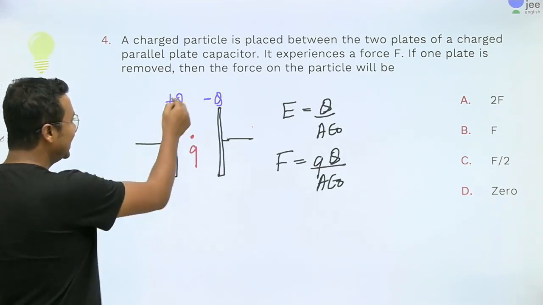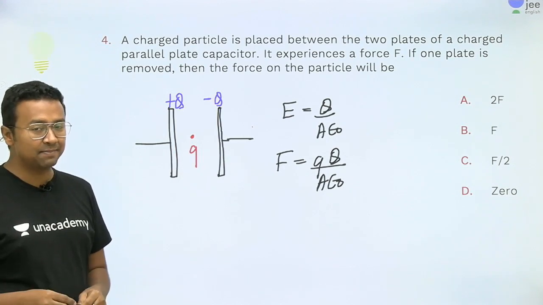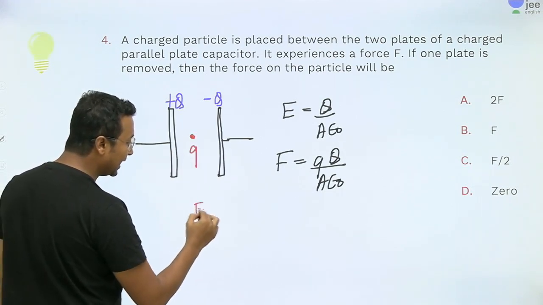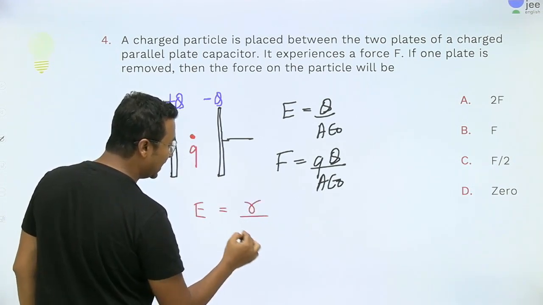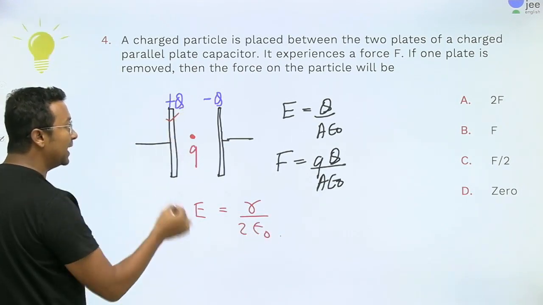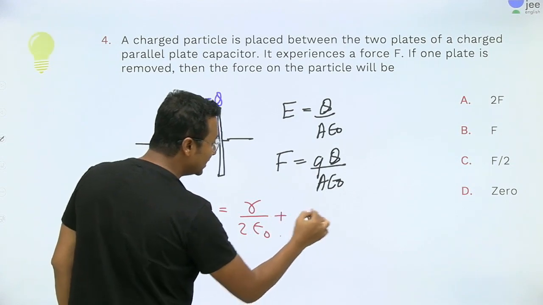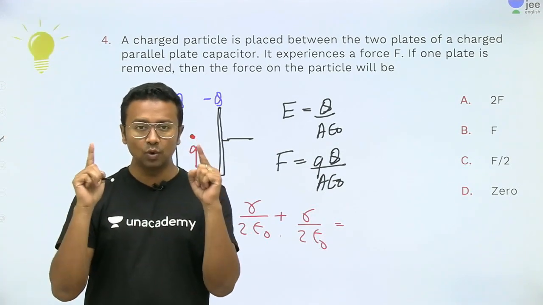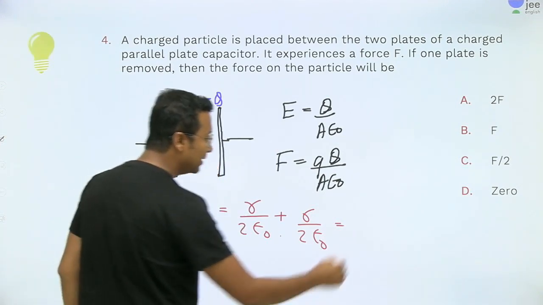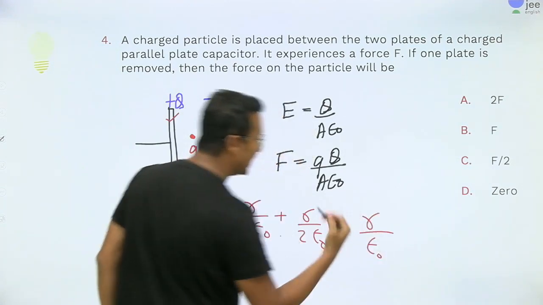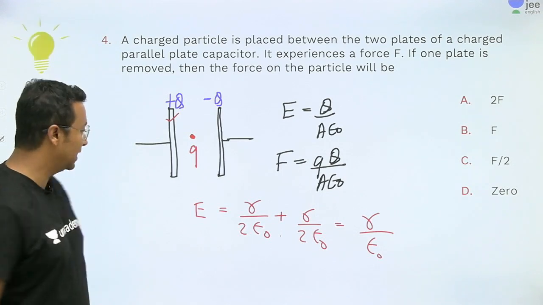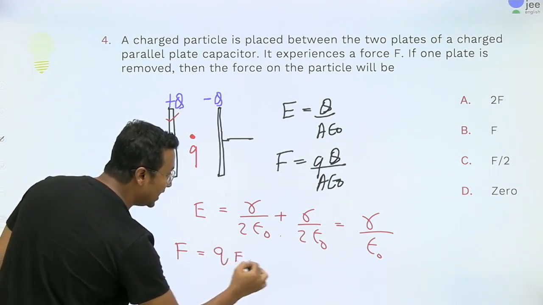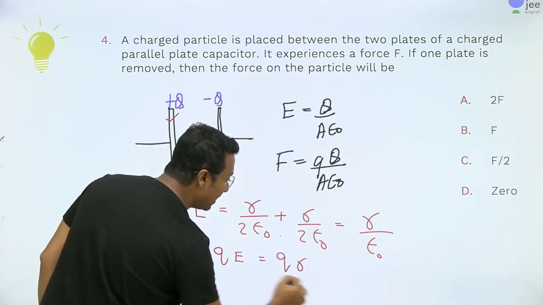Such a simple question, isn't it? Dekho, simple si baat hai. These are the two plates of a parallel plate capacitor. Now we know in between, at any given point, the electric field will be equal to sigma by 2 epsilon naught, that is due to this plate, and due to this plate it will be another sigma by 2 epsilon naught. So the total field in between the two plates will be sigma by epsilon naught, okay. It will be sigma by epsilon naught. So the force experienced by this charge will be Q into E, that means it will be Q sigma by epsilon naught, alright.